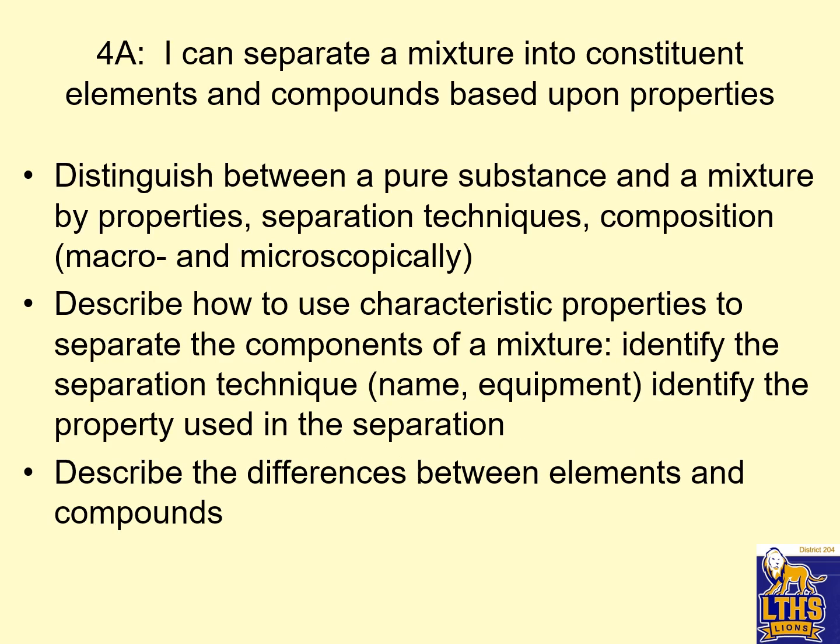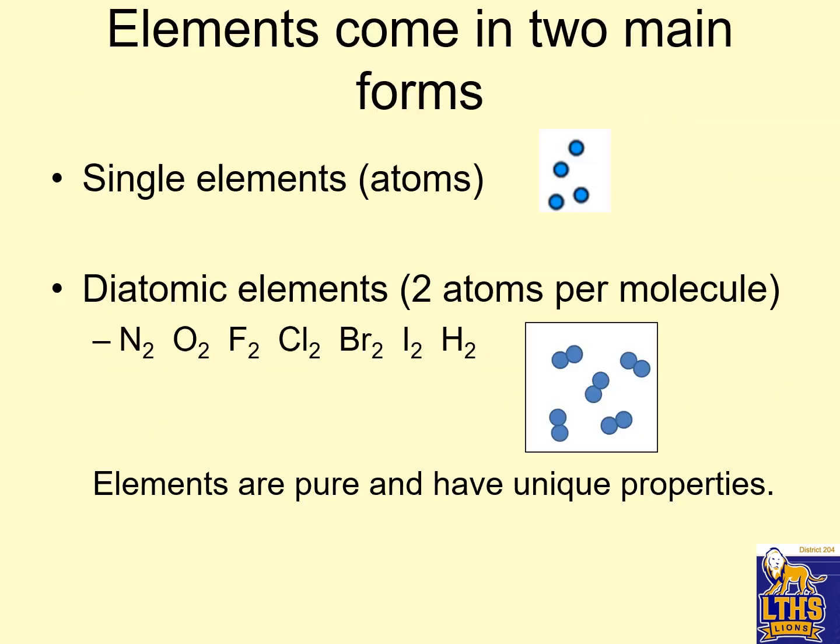So here are the official objectives for 4A. Please read them, know them, love them, learn them. Okay, so elements come in two main forms. You could have single elements, which are just atoms, or diatomic elements, 2 atoms per molecule. There are some other types of elements, but those are the two main ones that we're going to look at.